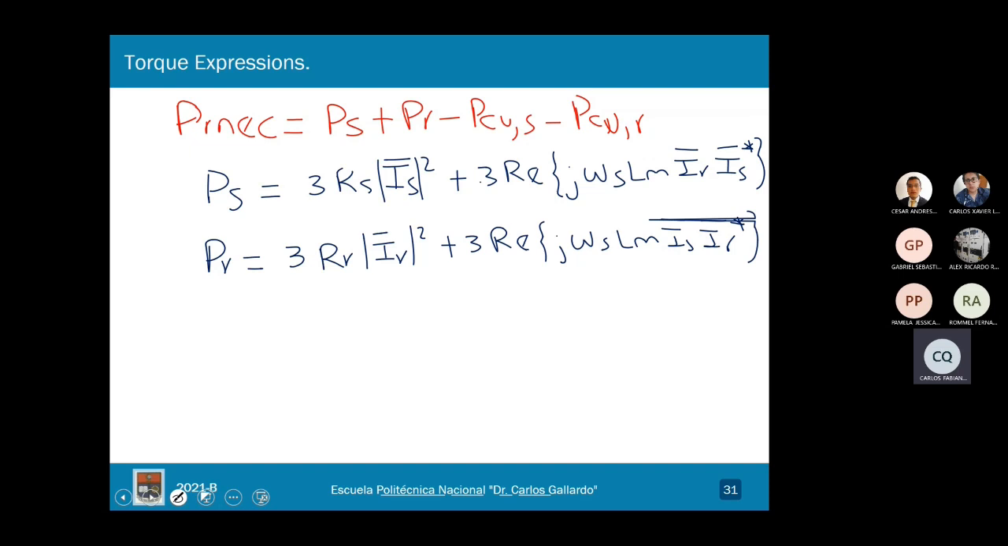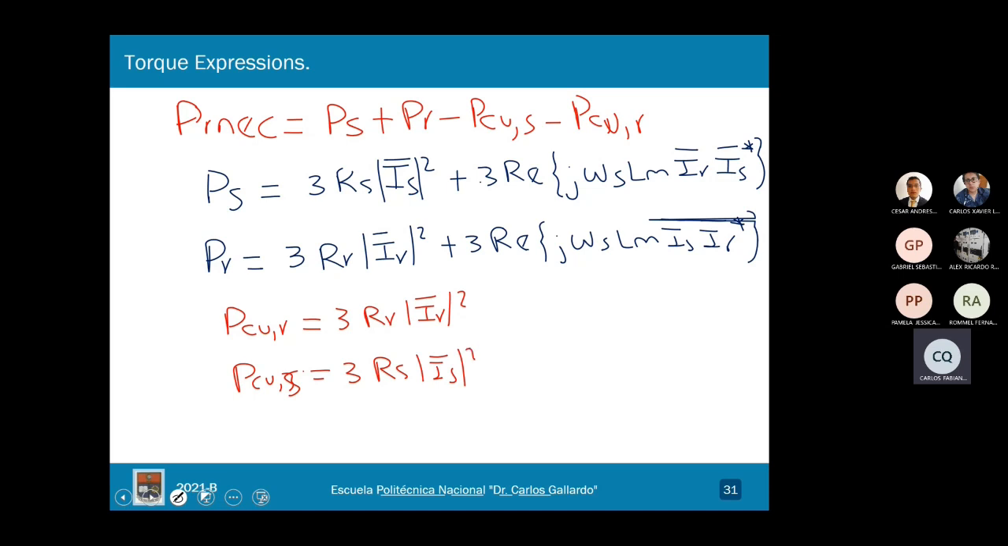So what about the losses? How to compute the losses? For the rotor, the active power losses are equal to 3 times the rotor resistance times the rotor current squared. For the stator, I will have 3 phases too, so this is equal to 3 times the stator resistance times the stator current squared. What I want is to derive the torque expression.